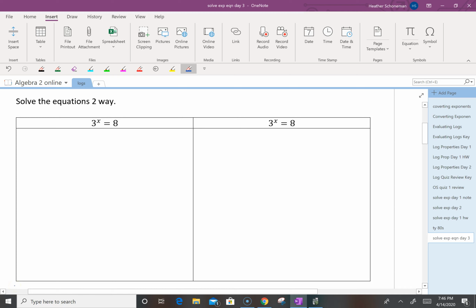Okay, this is day 3 of notes on solving exponential equations, and we are going to do a couple problems to start with that are actually problems you already know how to do, but I'm going to show you a second way of doing it because this second way will help us understand this third method.